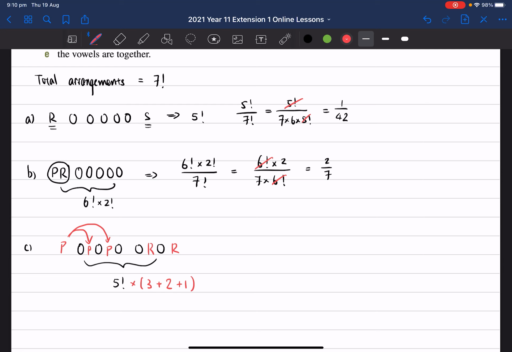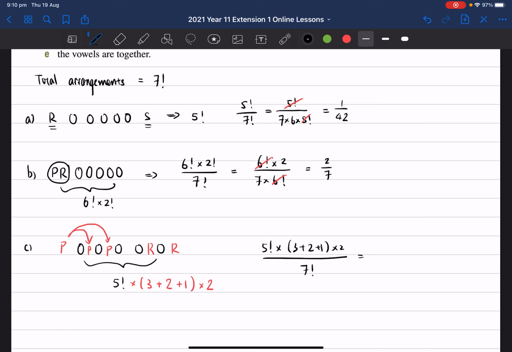Okay, now I think we need to times by 2 again, because remember the P and R can be switched around as well. So you can have an R here at the front instead of P at the front. Okay, so if we times by 2, that should give us the total arrangement when P and R are separated by at least 3 letters. So that gives us 5 factorial times by (3 plus 2 plus 1) times by 2, over 7 factorial. Okay, so let's have a look at what that equals.